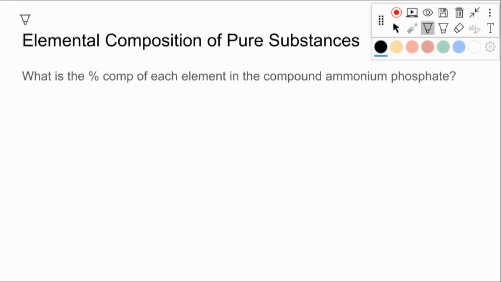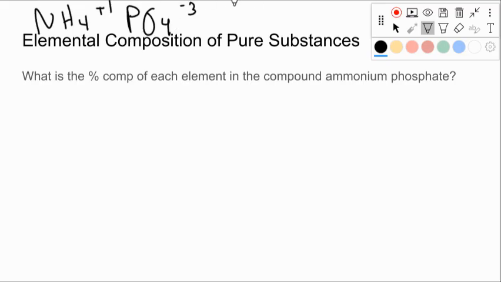And so ammonium is NH4 with a positive 1 charge. And then phosphate is PO4 with a negative 3 charge. When you're doing an ionic compound, my positives and negatives have to cancel. So in order to get to a neutral 0, I need positive 3, which means I need 3 ammoniums.